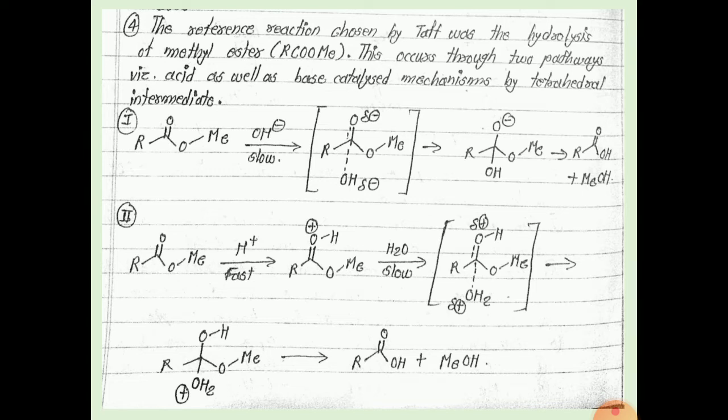The formation of the tetrahedral intermediate in this reaction is first, with delta minus and OH delta minus. These are the tetrahedral intermediate, and in the second step H2O is attached to the carbonyl group, forming OH and H2O attached to the carbonyl group. These are the tetrahedral intermediates in this reaction.